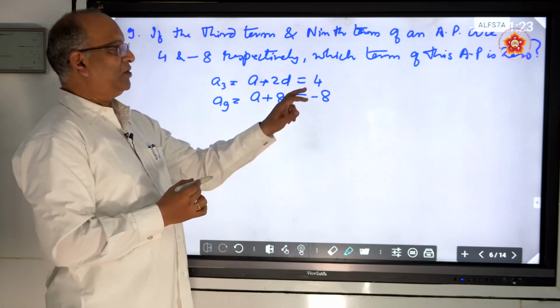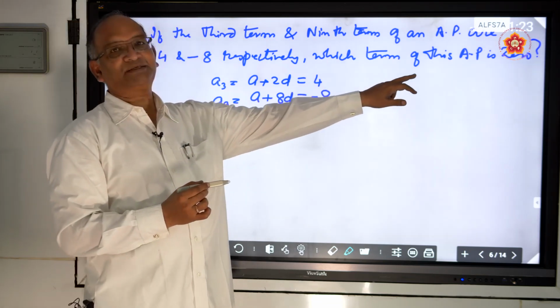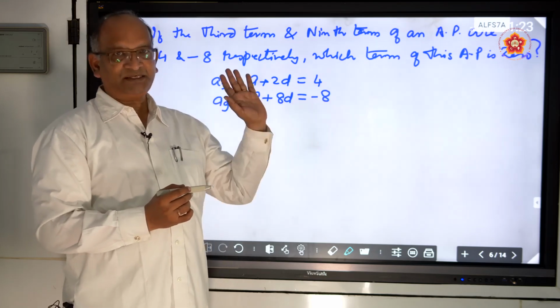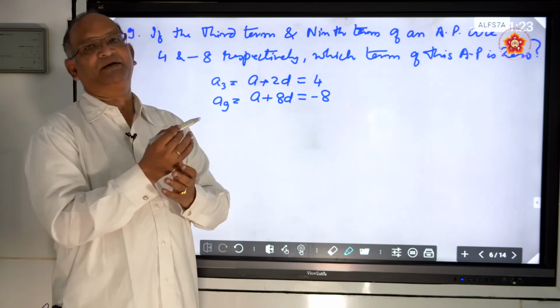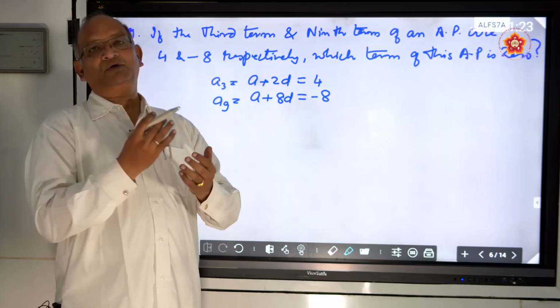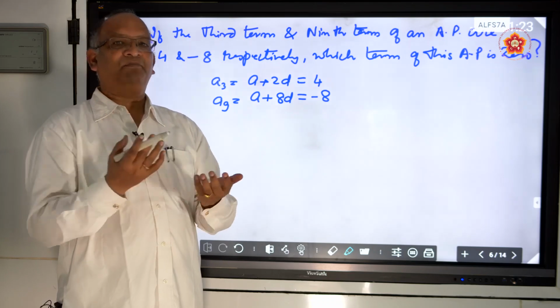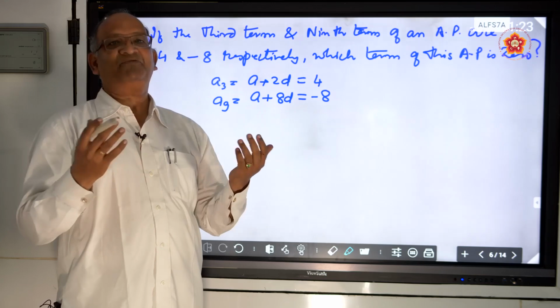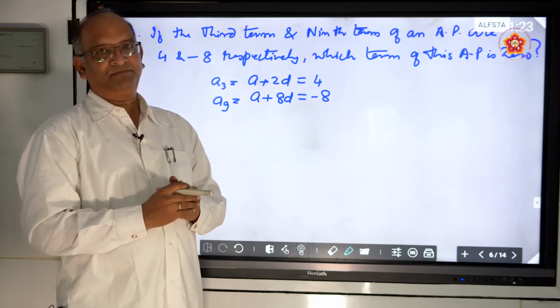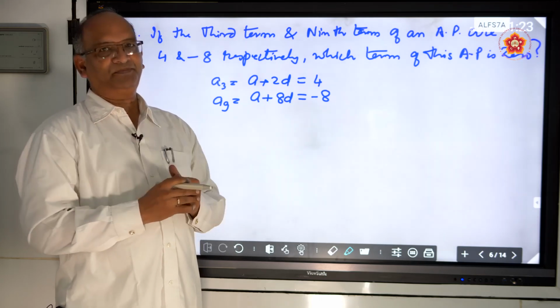He is asking which term of this arithmetic progression is 0. Means in this particular sequence there is a term 0. He is asking which is that particular term. Since we do not know the term, we'll assume that maybe it is the nth term, the general term, and we try finding the value of n by using the same formula.